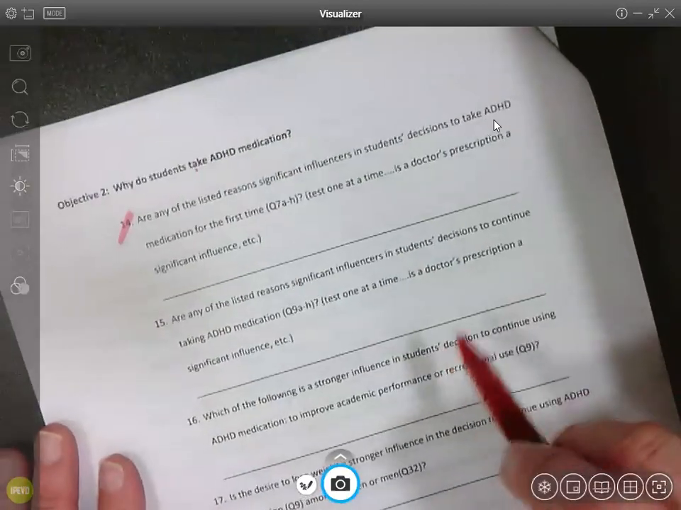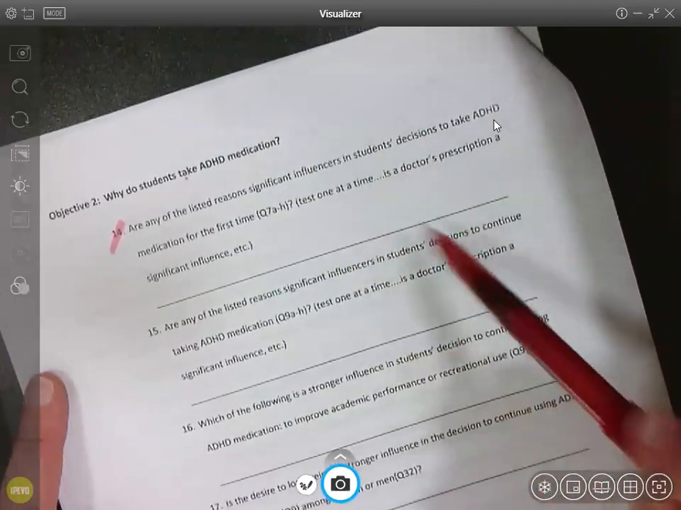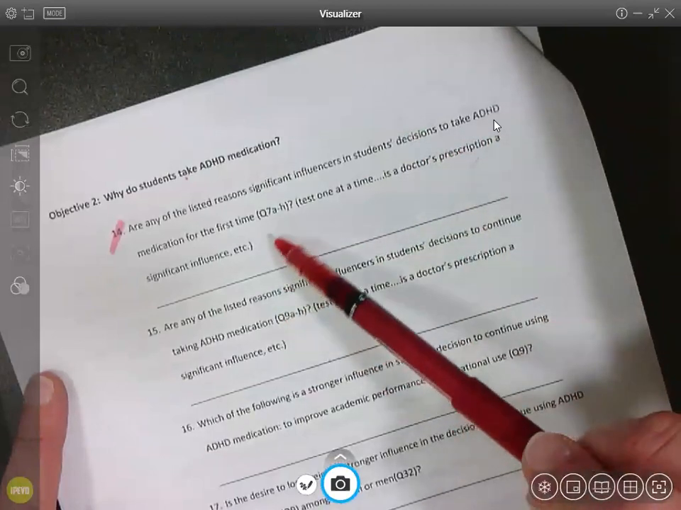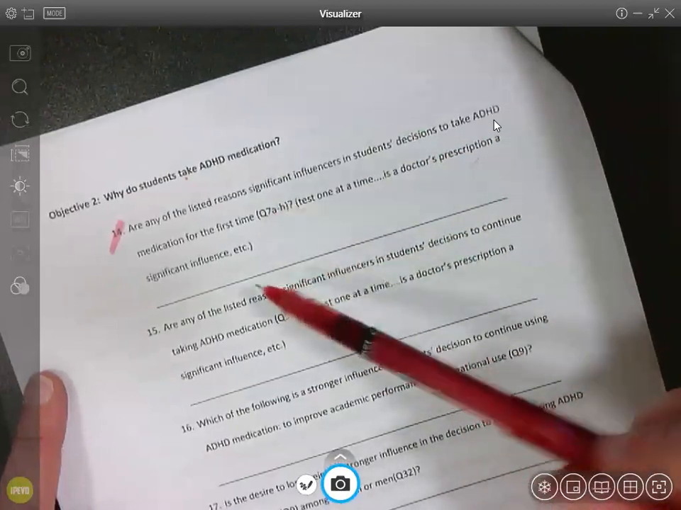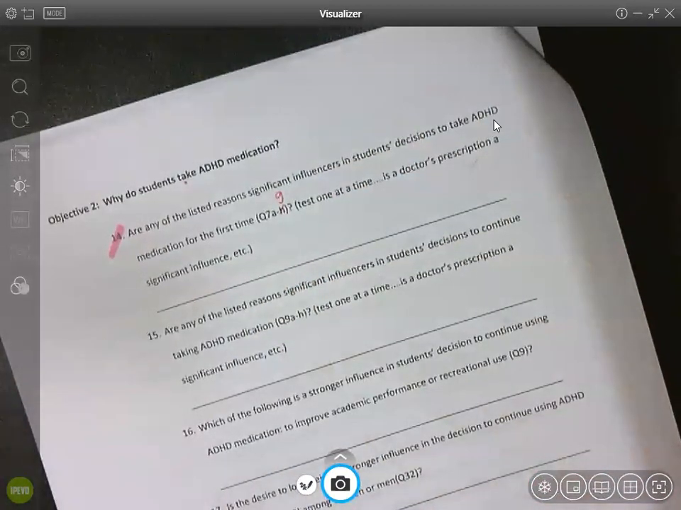Number 14. Are any of the listed reasons significant influencers in students' decisions to take ADHD medication for the first time? Looking at Q7A through H, actually this should be a G, because this was one of the questions we talked about in our Zoom meeting. Let's look at Q7. Oh no, now I really got things out of order. Sorry, my survey now jumps from page 8 to page 28.